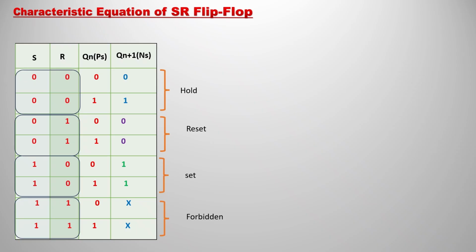If you also see the next two cases, then set is 1 and reset is 0. The whole output on the next state would be 1s. So if you consider the last two cases, when reset and set are 1 1, the whole output would be don't care, forbidden states. We have already seen the cases.